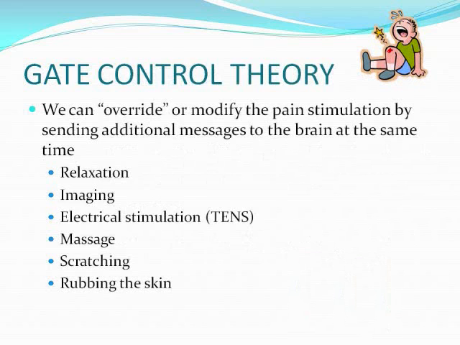The gate control theory, the classic gate control theory talks about opening the gates, closing the gates for perception of pain. But what we understand today is that we can override or modify the pain perception by sending additional messages to the brain along with the pain stimulation. These additional messages: relaxation, imagery, electrical stimulation, that's the TENS units that some people use, massage, scratching, rubbing the skin.